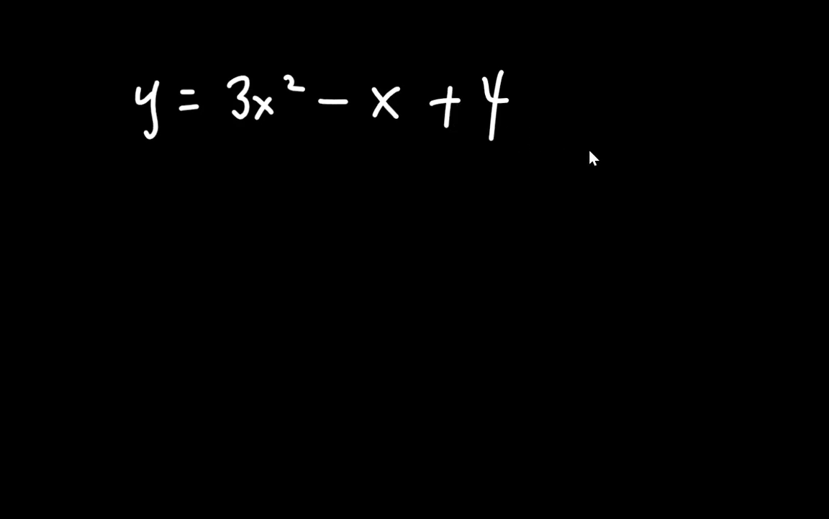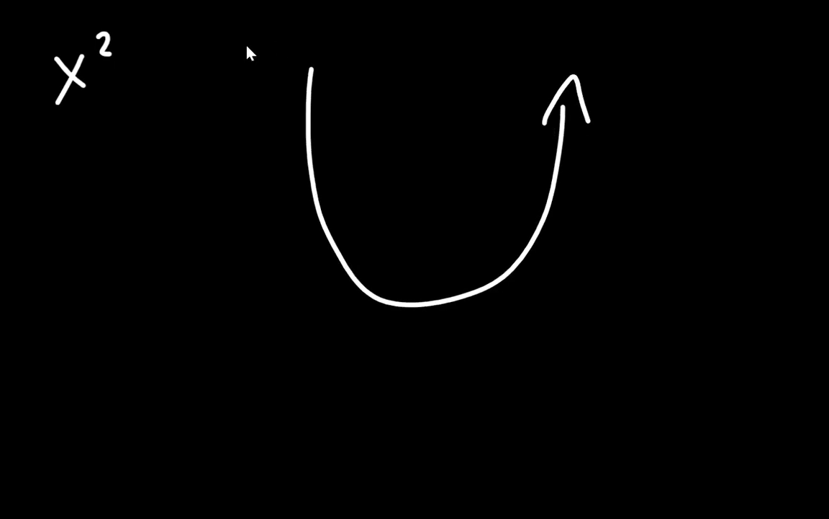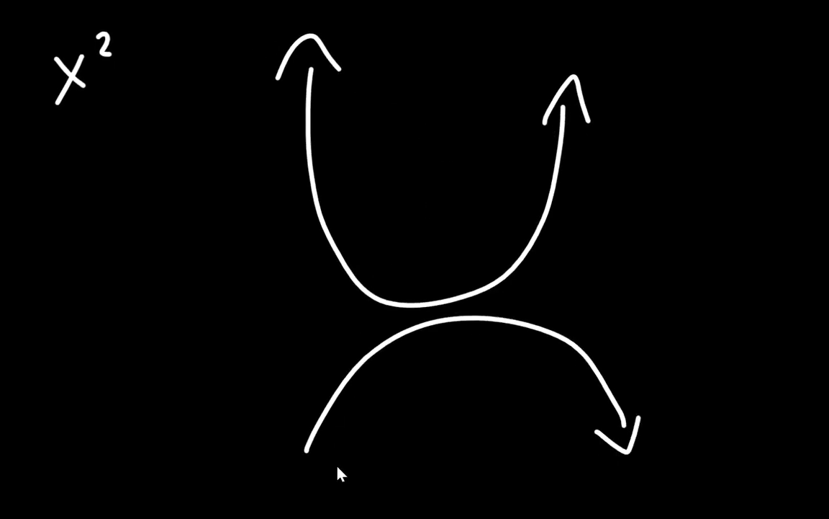plus 4. This could be an x squared function, and since the first number, the m, I guess, in front of x squared is positive, it will look like this. Otherwise, it will look like this. But all you need to know is if it's an x squared function, it will look like u's. Like that, or like that.